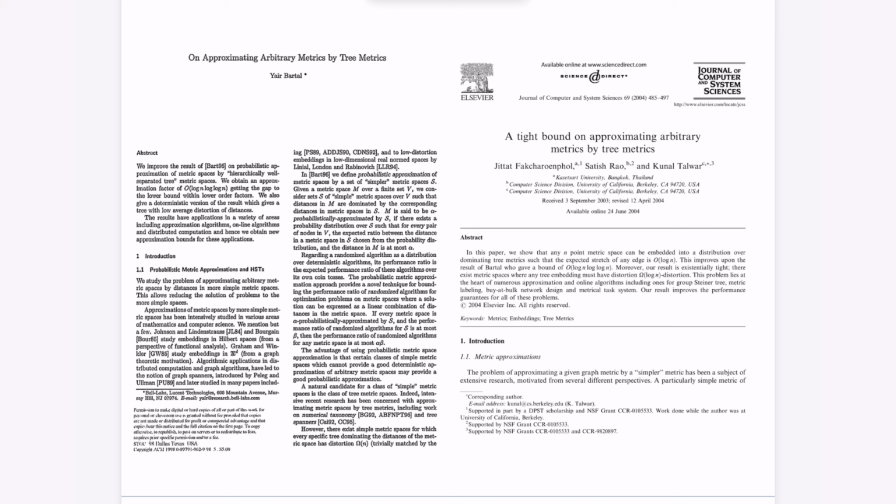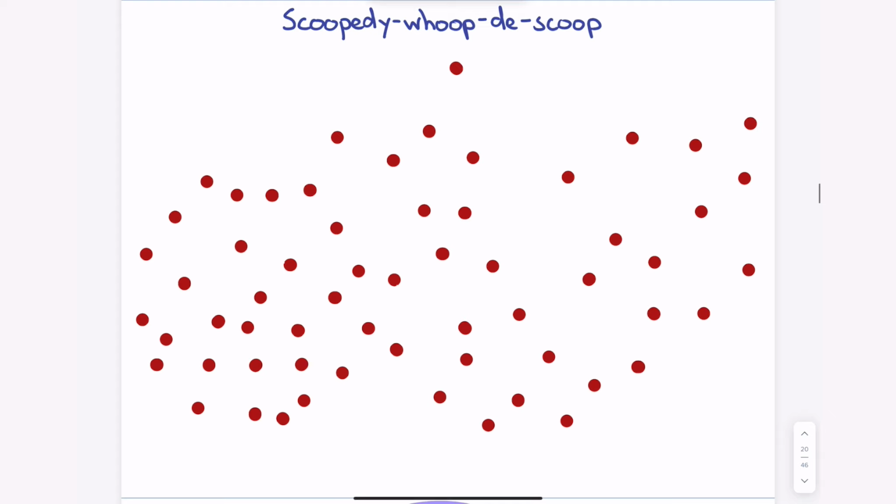So what is the algorithm? The algorithm is very interesting. Let's say that this whole space has diameter delta. And what we're going to do is randomly permute the points and scoop out balls of diameter delta over 4.